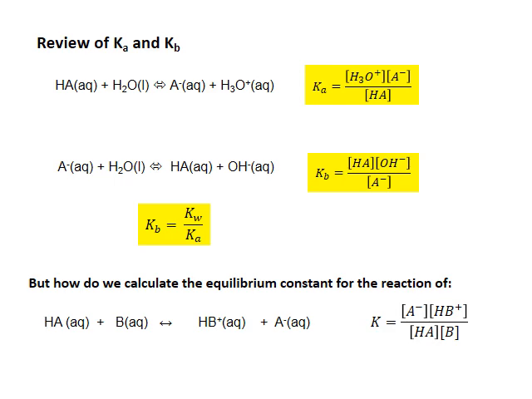But how do we calculate the equilibrium constant for the reaction of a weak acid, not with water, but with a different weak base? Say, for example, for the reaction of HA with the base B to form HB+ and A minus. The equilibrium constant is of course defined as the concentrations of the products over the concentrations of the reactants. But how can we find a value for this K? It turns out that we can do this by combining reactions of weak acids that we already know.